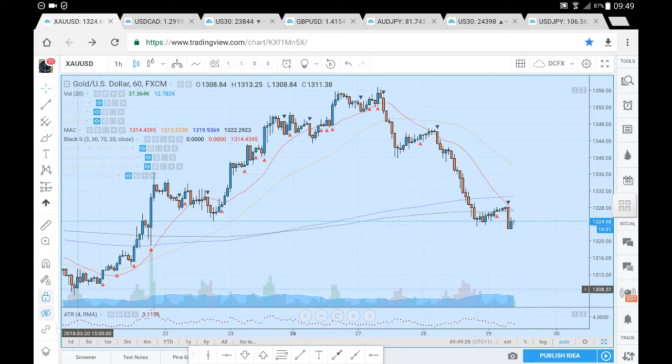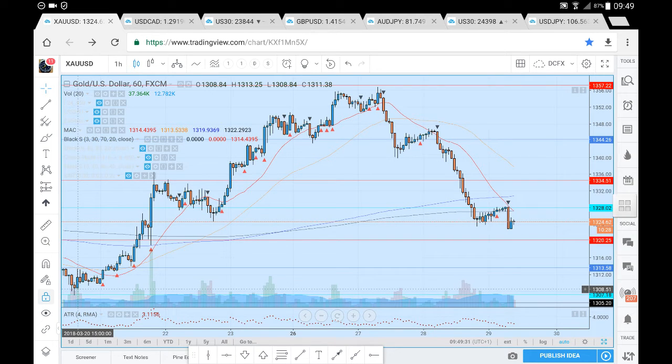So this is the XAUUSD analysis for Thursday 29th of March. Now let's just have a look at where prices are and where prices may likely go.